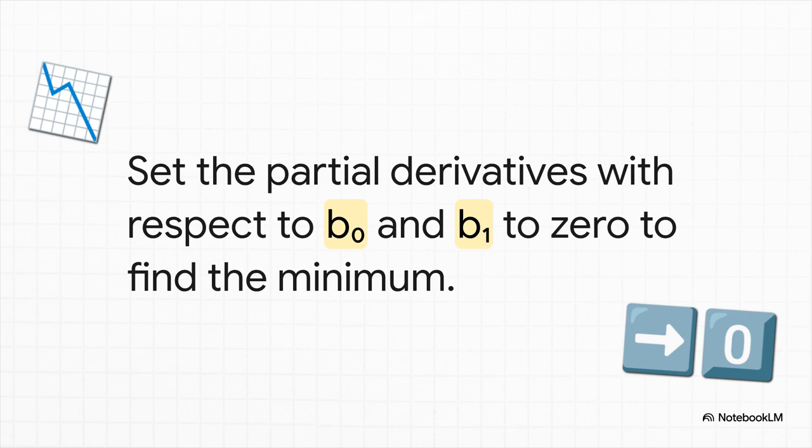Now for step 2. Think about it. Our error valley has two dimensions, right? The error changes when we wiggle the intercept, b0, and it also changes when we wiggle the slope, b1. We need to find the spot that's at the bottom in both directions at the same time. That's what a partial derivative does. We take one with respect to b0 and one with respect to b1, and we set them both equal to 0. This is how we find that single point that's at the bottom of the valley from all directions.